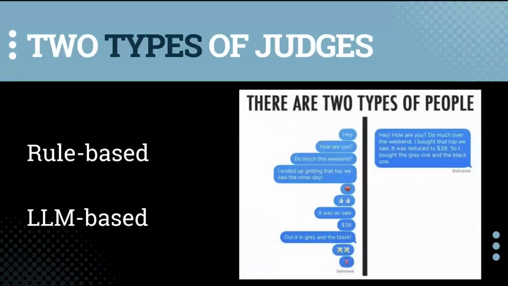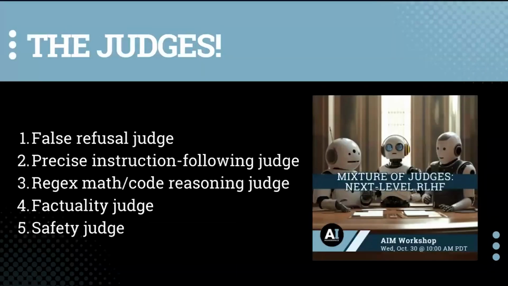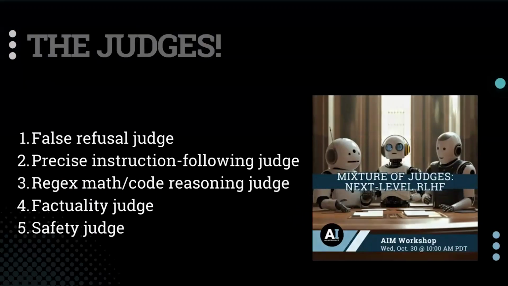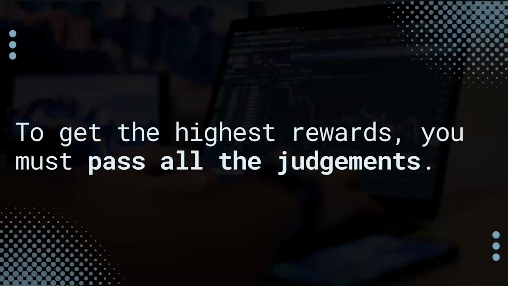So two types of judges, rule-based and LLM-based, and they have different types of judges here. Instruction following judge, what a classic, safety judge, what a classic, math and code reasoning judge, and other judges. The big idea is that to get rewards, you need to pass all of the judgments. You need to do all the final boss level stuff.